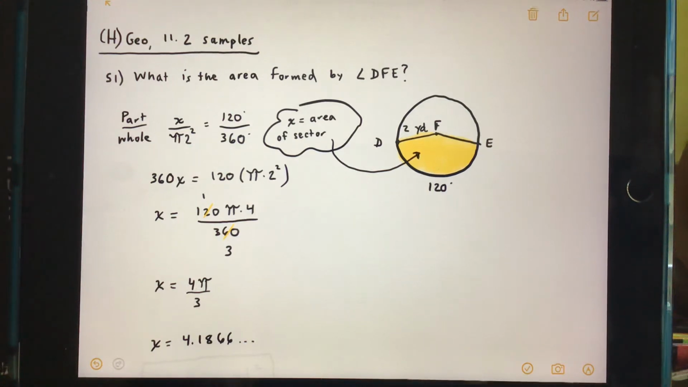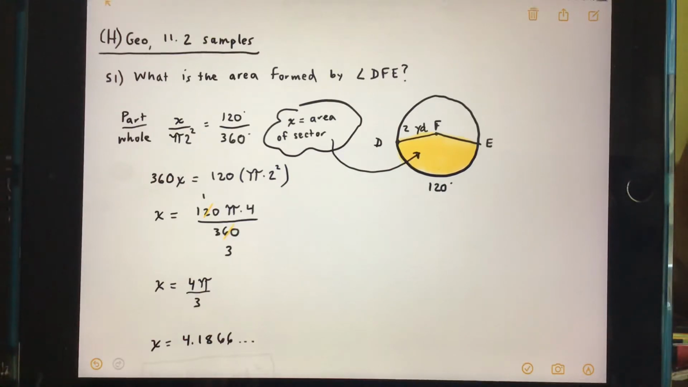Morning geometry classes. Let's take a look at lesson 11.2 samples to practice and get ready for our quiz 11.2, where we're finding areas of sectors, areas of circles, and other information about circles such as diameters and radii.